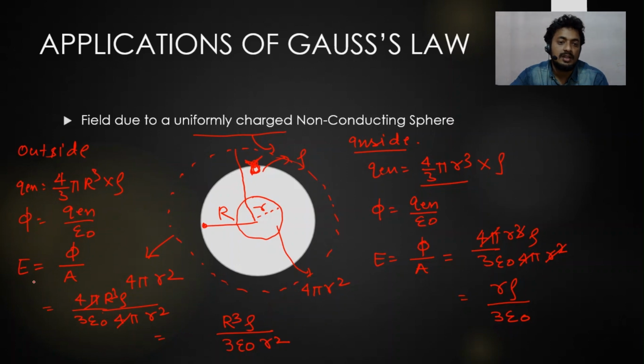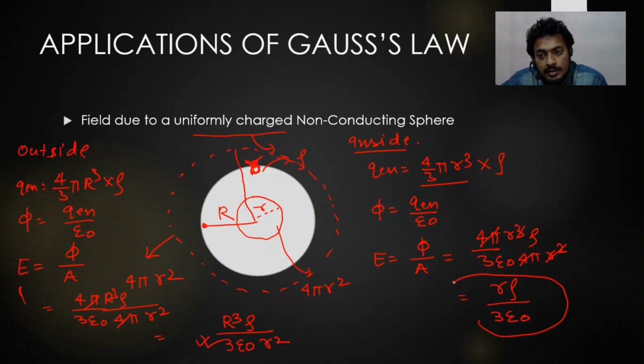So the electric field due to a uniformly charged non-conducting sphere, outside will be this one and inside will be this one.